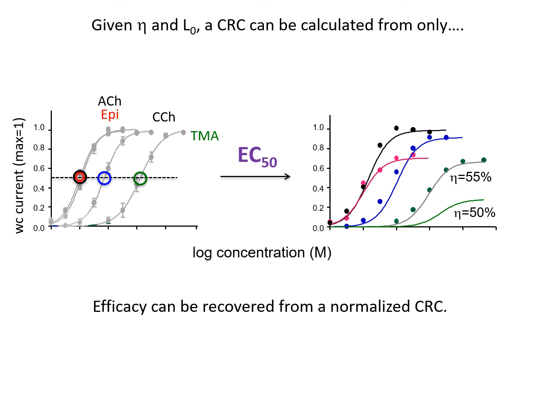It's very sensitive to the efficiency measurement. In fact, this could be one way to measure efficiency, by finding what efficiency is required to make this transition here. But efficacy can be recovered from a normalized CRC. So this can be done on published literature values. If you know the efficiency of your ligand and L0, you can recover the maximum even though you've normalized the curves.